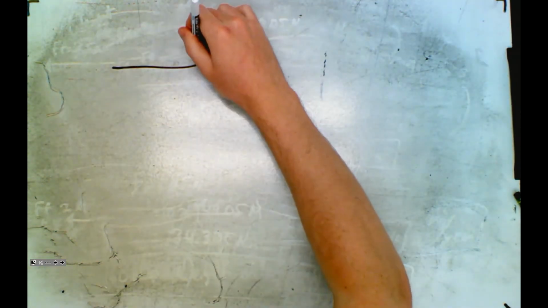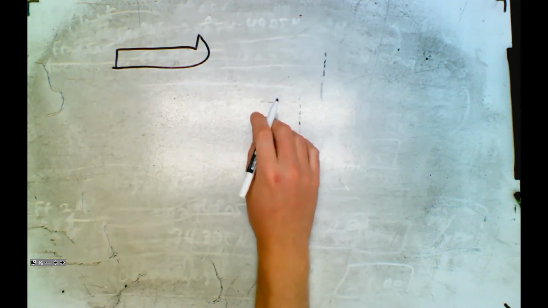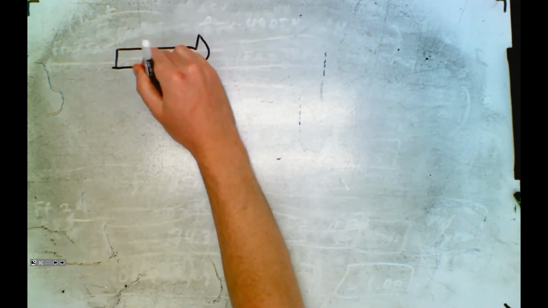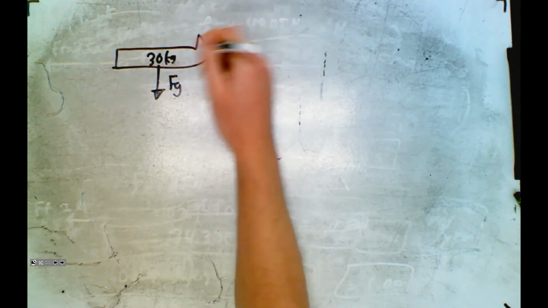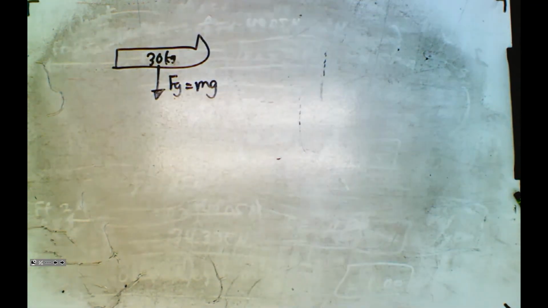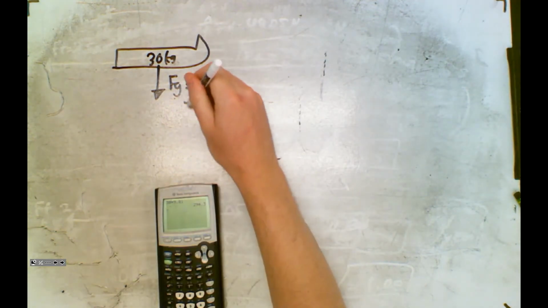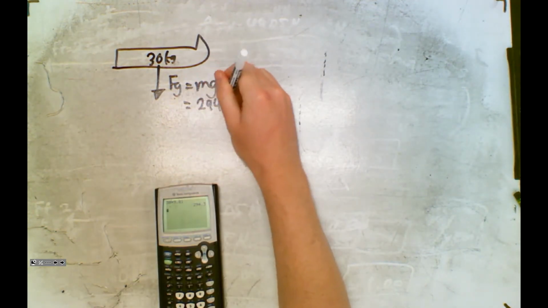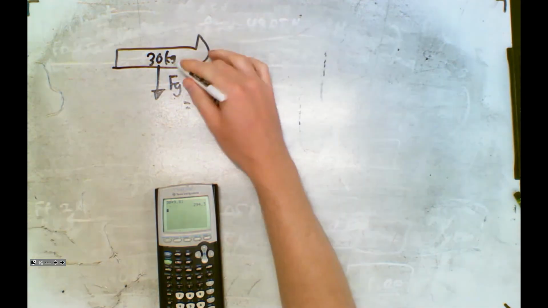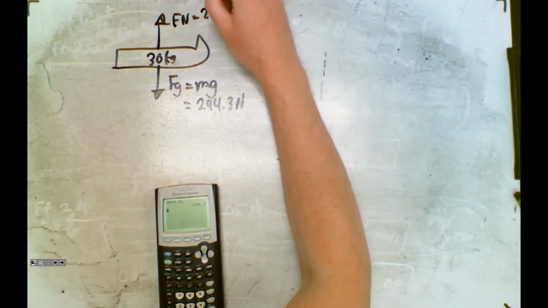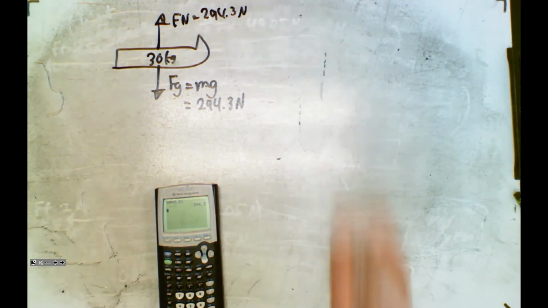So this is your birch toboggan. Very important, the type of wood, 30 kilograms. Your force of gravity is just going to be Fg equals mg. So we have to go 30 times 9.81, and we get that to be 294.3 newtons. So that gives us our force normal, which is 294.3 newtons as well.